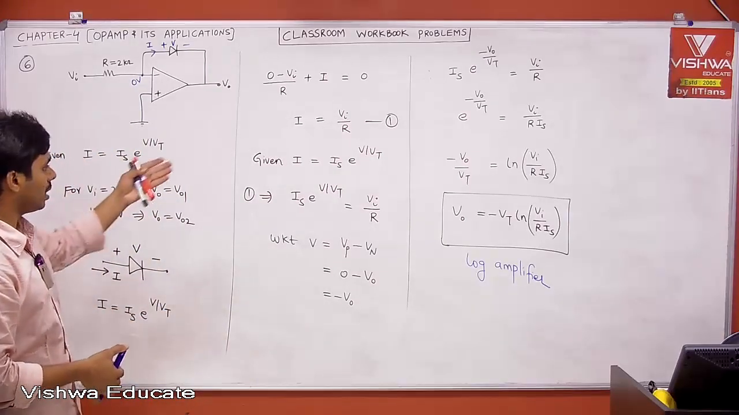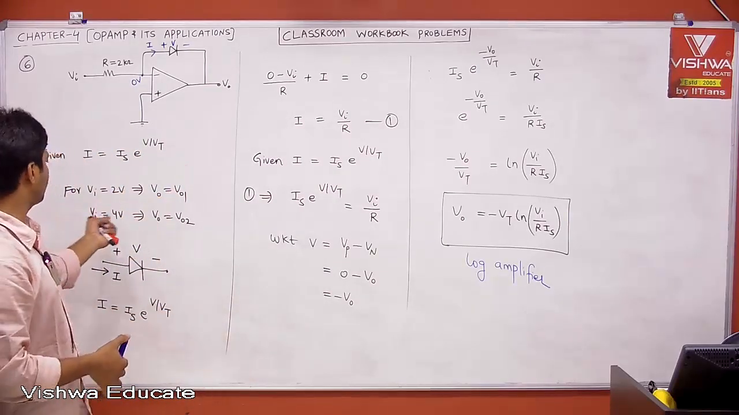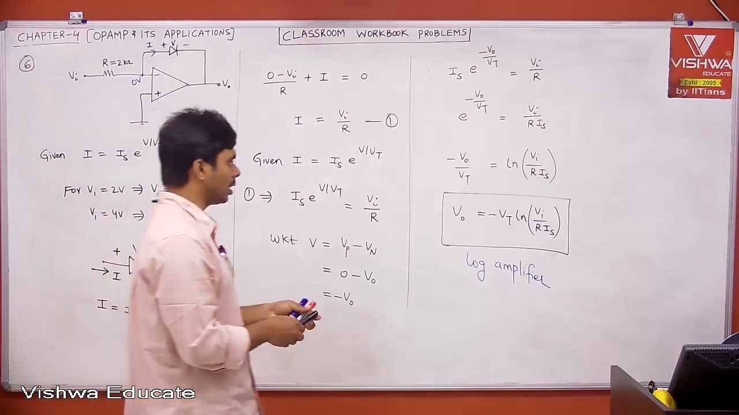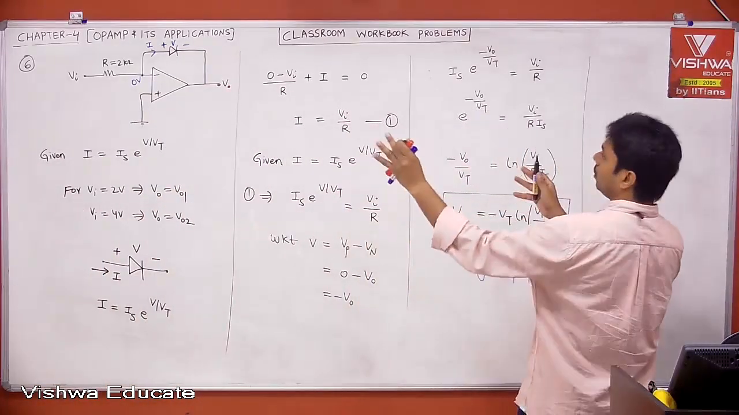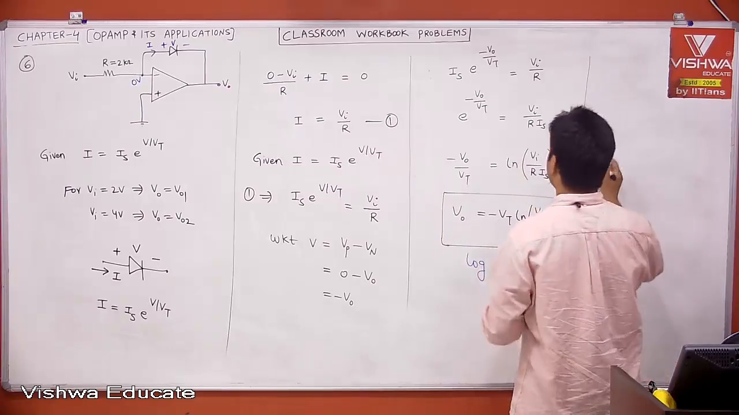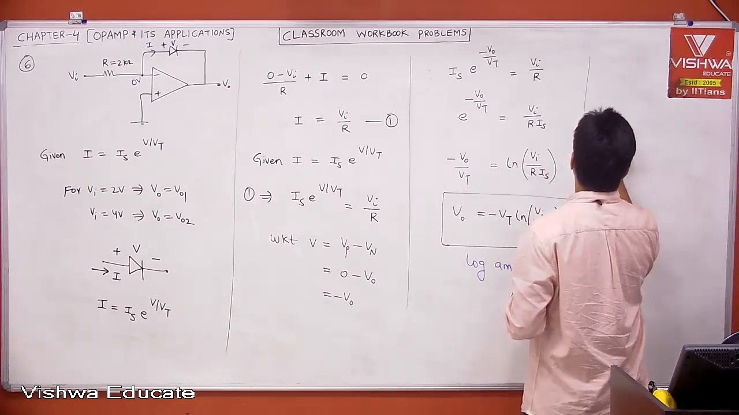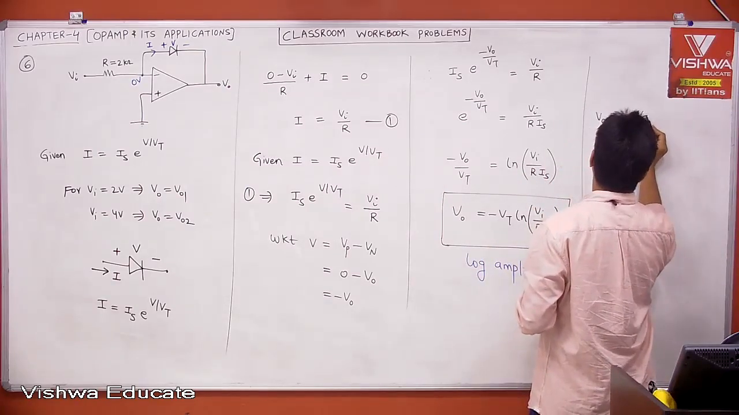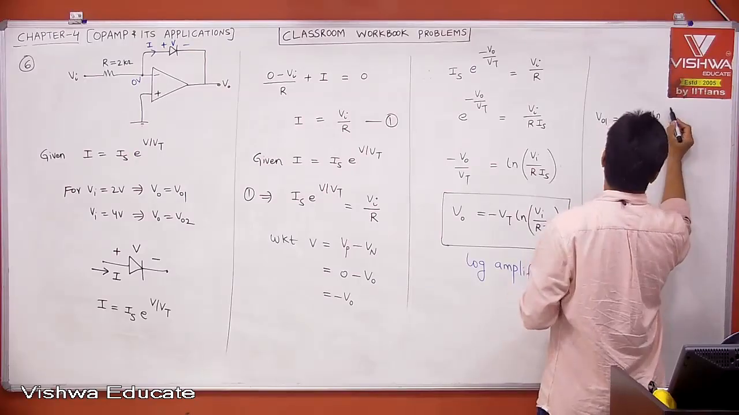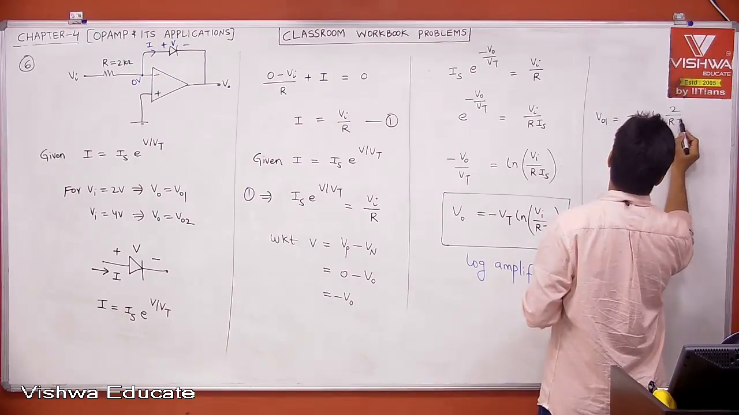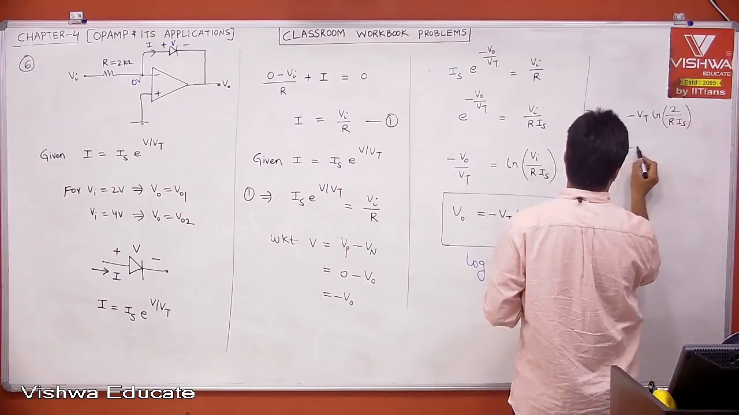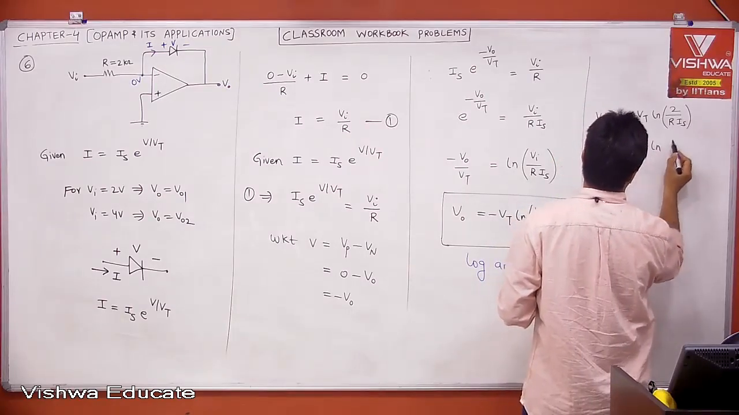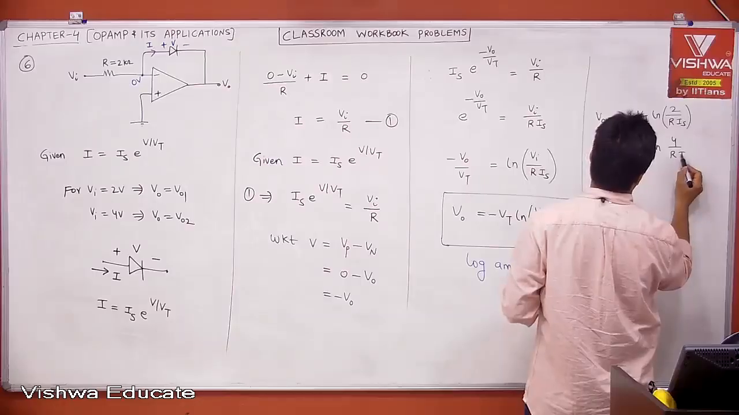Just substitute: when Vi is 2, V naught 1, when Vi is 4, V naught 2. Try to get the relationship between these two. Now the problem is straightforward. Once you know the relation between V naught and Vi, problem is over. Therefore, V naught 1 is equal to minus Vt ln 2 by R into Is. V naught 2 is equal to minus Vt ln 4 divided by R into Is.